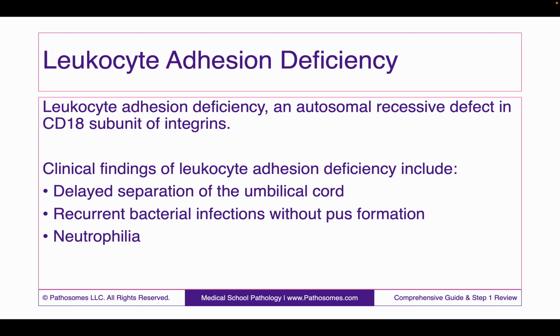Leukocyte adhesion deficiency is an autosomal recessive defect in the CD18 subunit of integrins. Clinical findings of leukocyte adhesion deficiency: no integrins, you're not going to adhere, right? Remember, we want those leukocytes to slow down along those walls, but if they're not adhering to slow down, we're going to have problems. What are those problems? Delayed separation of the umbilical cord, recurrent bacterial infections without pus formation, and neutrophilia.